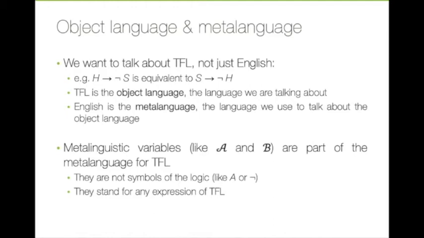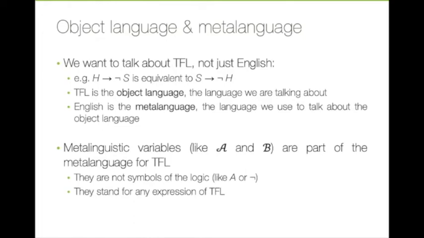In this case, truth functional logic is what's called the object language. It's the one we're talking about, the one we're trying to describe. And then we use an English phrase, like 'is equivalent to,' as what's called metalanguage, a language we use to talk about the object language. So the idea is that English isn't a part of truth functional logic. We can't use English in our set of symbols. But we have to use English to talk about truth functional logic.